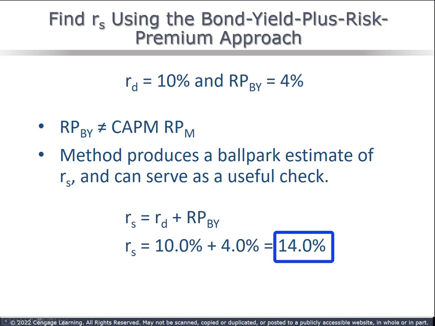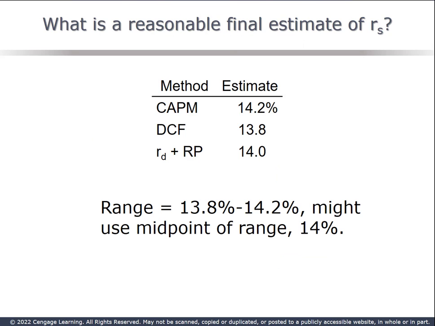In this case, 14%. So here are our three estimates. We might justify using the midpoint, 14%, or if we felt strongly about the quality of one estimate over another, we could elect to use it.